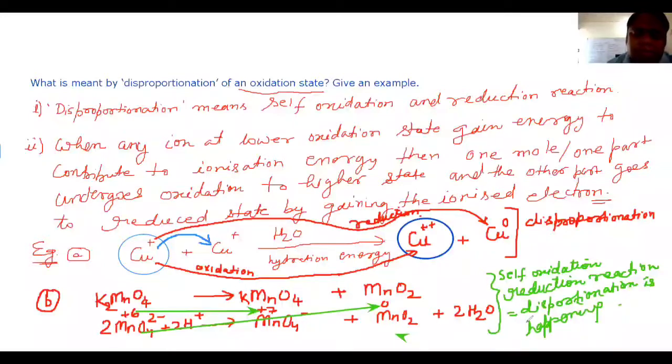And it is happening for whom? It is happening for the oxidized state. You know, it is not taking place for the reduced state. It will only take place for the oxidized state if it has a provision to form an even more highly oxidized ion and a reduced species. So this was the answer of this question.